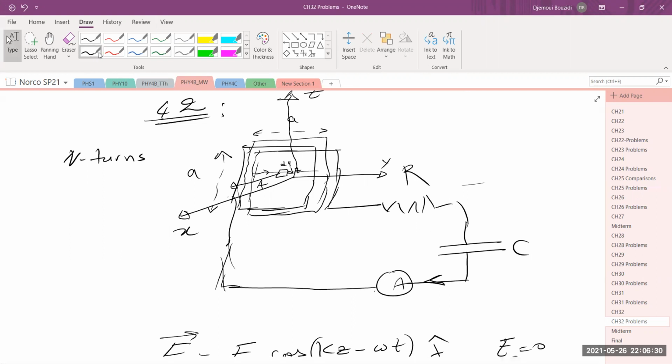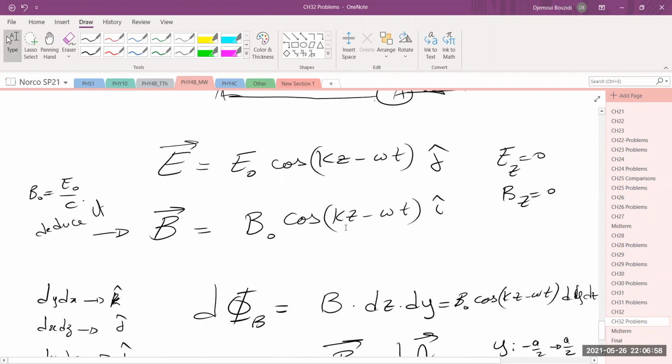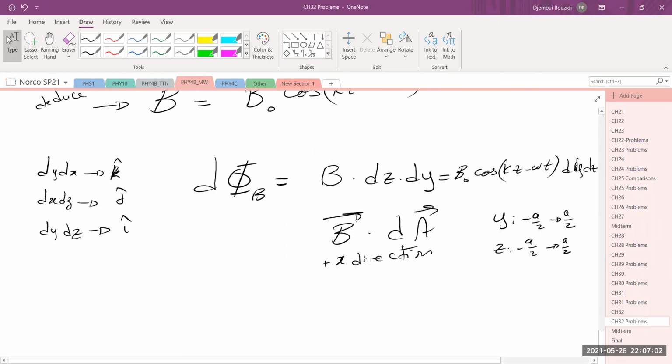Let me choose a different color. We could have taken this area of length a and width dz, varying z from negative a over 2 to positive a over 2. I'm going to find the same result. So this is the area that we should have taken. In that case, the magnetic field does not depend on the y direction. It depends only on the z direction, as you can clearly see in here, it has a kz in it. So when we integrate, when we sum, that is the only variable that's going to mess up things for us.